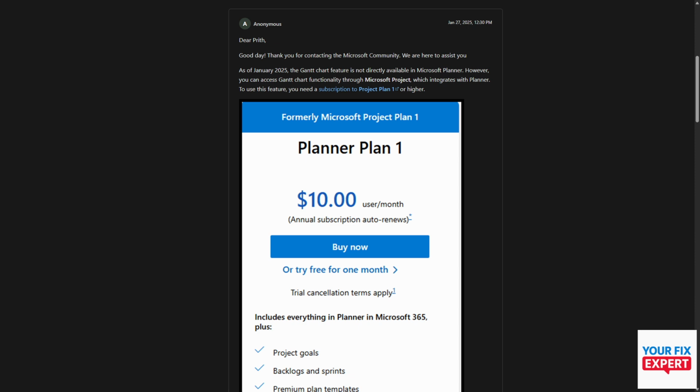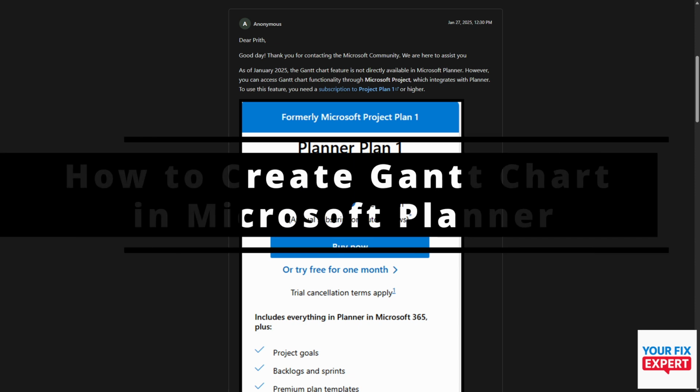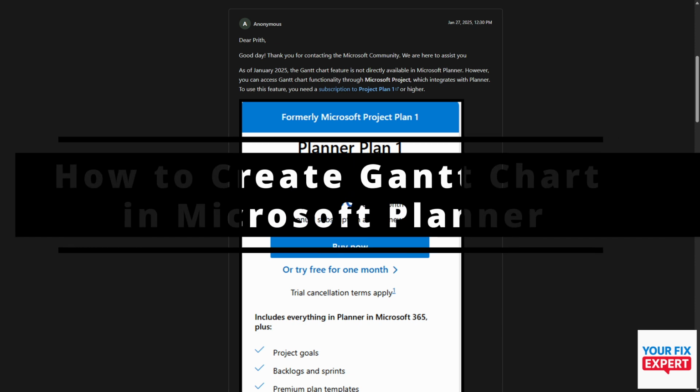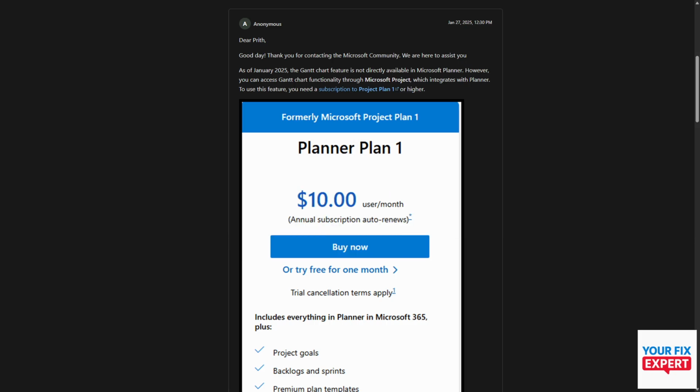The topic of today's video is how to create Gantt charts in Microsoft Planner. And guys, I'm going to tell you right now that there is no way to create Gantt charts in Microsoft Planner. And I know this to be a fact because I too spent quite a bit of time on YouTube trying to figure out how to do this, and had to watch a few of those clickbait videos to send me into a deep dive to go and figure out if this was real or not.